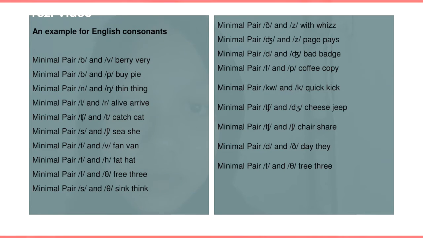Minimal pair of Q and K is quick and kick. Minimal pair of Ch and J is cheese and jeep. Minimal pair Ch and Sh, for example, is chair and share. Minimal pair D and Th, for example, is they and they. Minimal pair of Th and Th, for example, is 3 and 3.